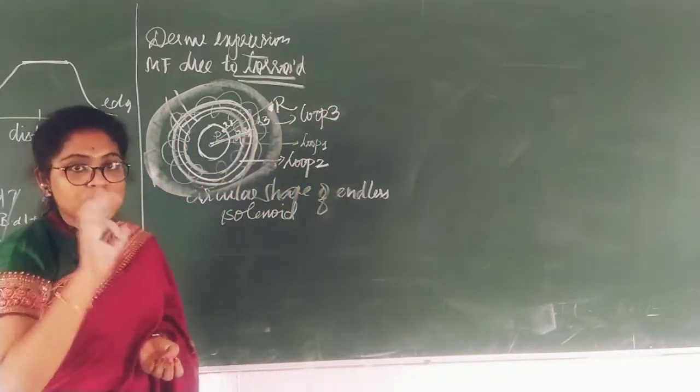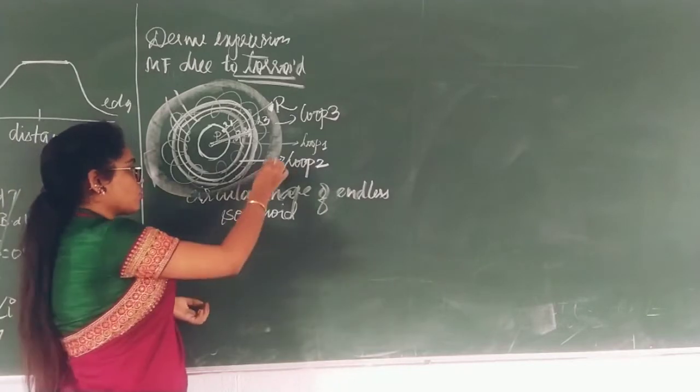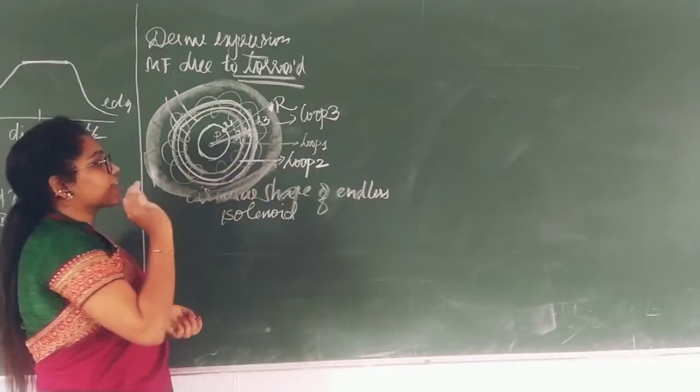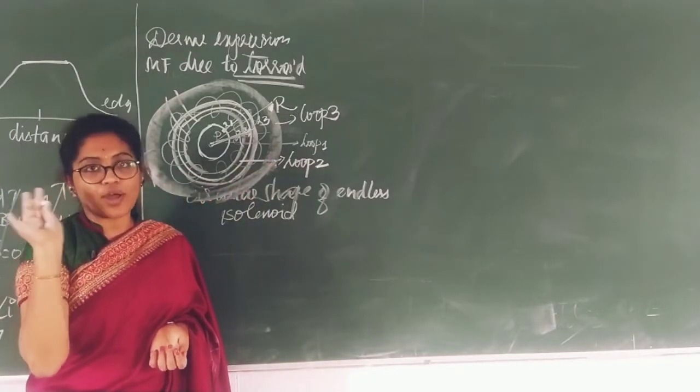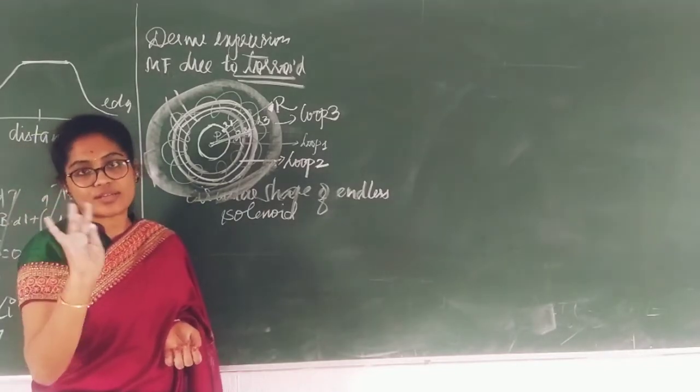We have how many loops? 3 loops. Just listen, once again I am telling. So what exactly does toroid mean? It's a circular shape of the solenoid. It is an endless solenoid. There will be an end in the solenoid; here there is no end.